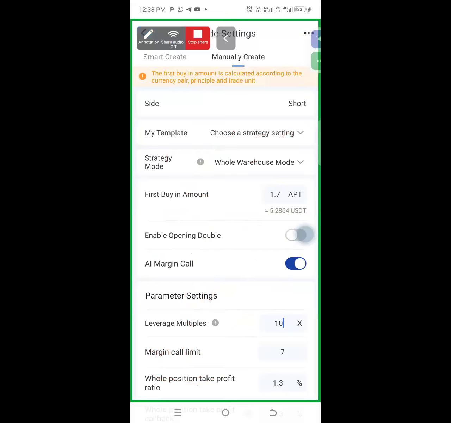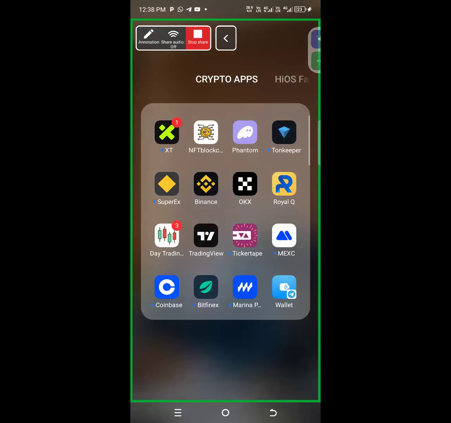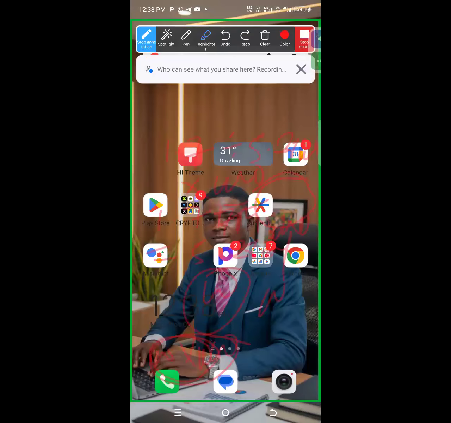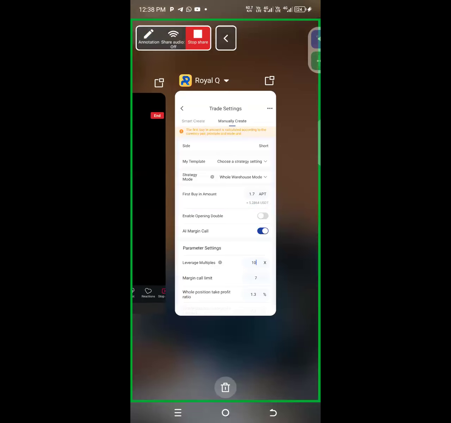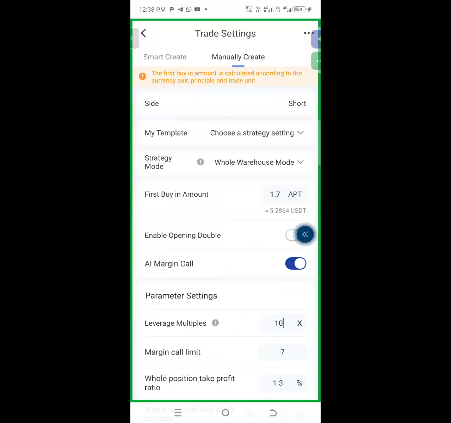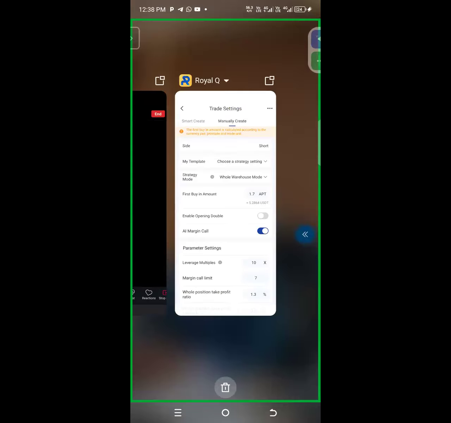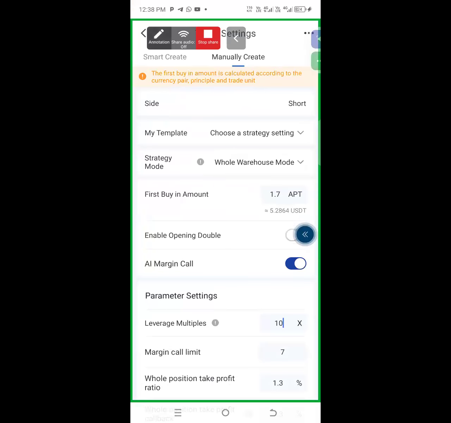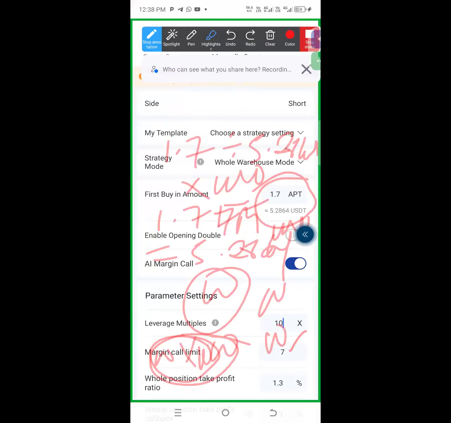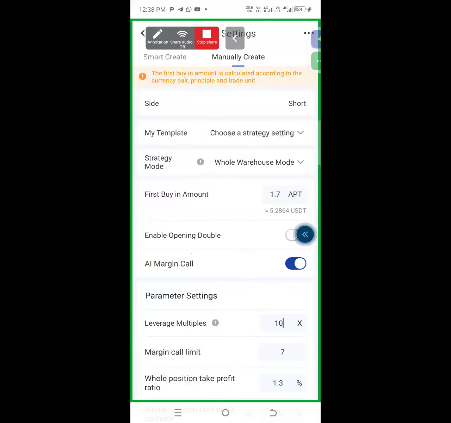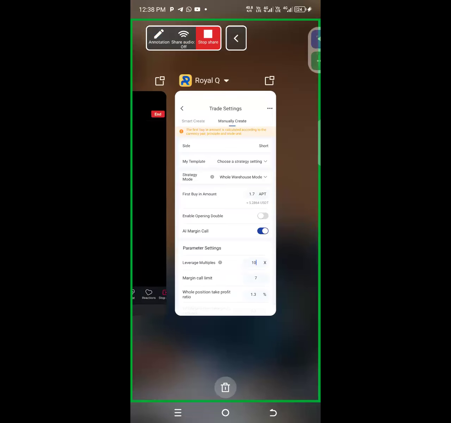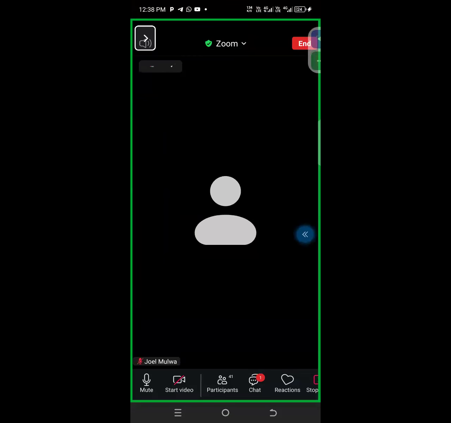So let's do that calculation. Can you get it for me? Let me know. 1.7 divided by 5.2864 times 100. Where is the 100 from? I said the 100 is your capital times your leverage, which gives you 100. So for you to get the actual value of one APT, that is the reason we are doing this calculation. So do that and give me the answer. What's the answer?